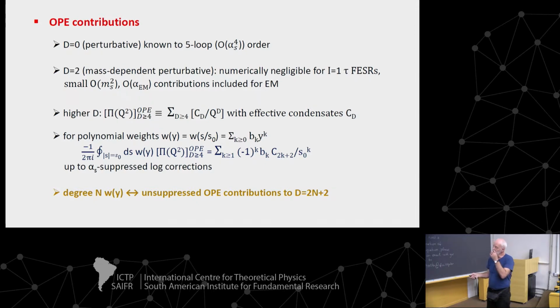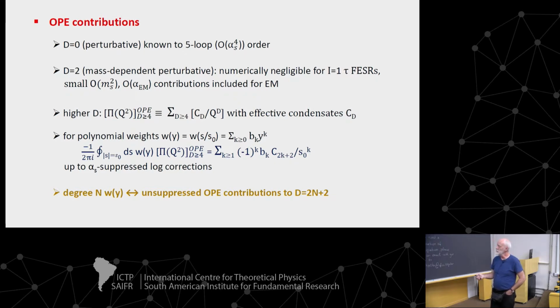Now, the OPE contributions that go into these analyses involve dimension 0 and higher. The dimension 0 series is known to 5 loops, which is order alpha s to the 4th, and we use that. Perhaps this is related to the last question. The dimension 2 terms, in the terminology used in the literature, are just the mass-dependent perturbative contributions, so they're proportional to the light quark masses squared. These are all numerically negligible for the isovector tau sum rules, including the order alpha s squared ms squared strange mass-dependent parts. They have a small, not entirely negligible, impact on the final alpha s. There are order ms squared contributions in the electromagnetic sum rules with no additional powers of alpha s. And in the EM sum rule analysis, we also included the first order electromagnetic corrections in the OPE.